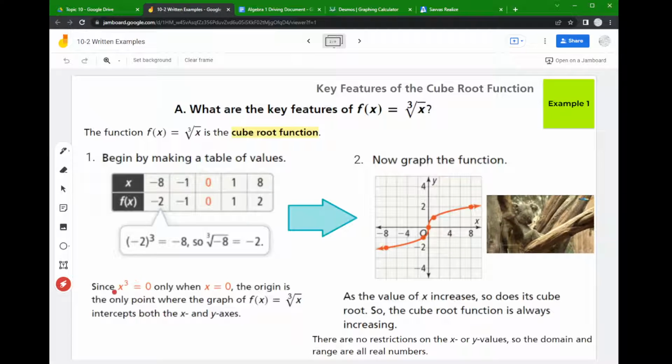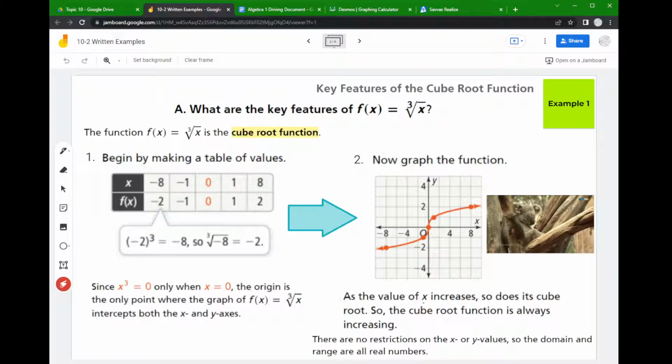Now understand that x cubed is equal to 0 only when x equals 0. The origin is the only point on the graph where the function intercepts both the x and the y axis. All right, so the cube root of 0 is 0, so there it is, your x and your y intercept. Of course, those intercepts will change if you translate the graph, right? So if you move the graph up, down, left, or right, of course that intersection point is going to change.